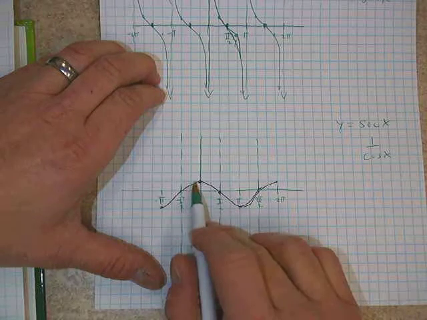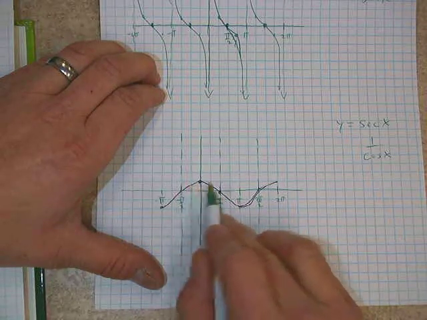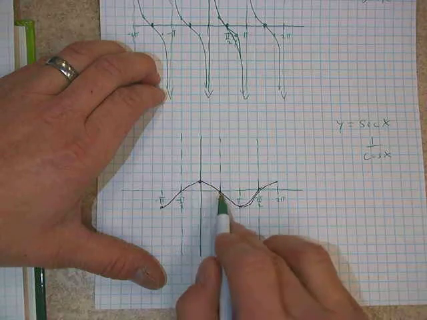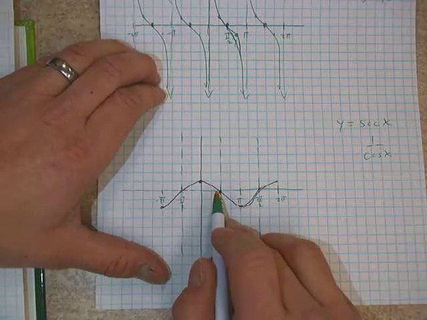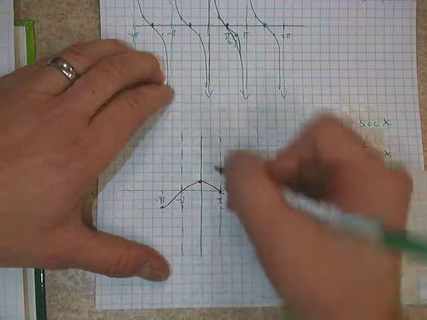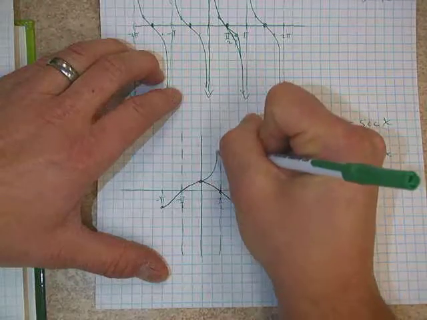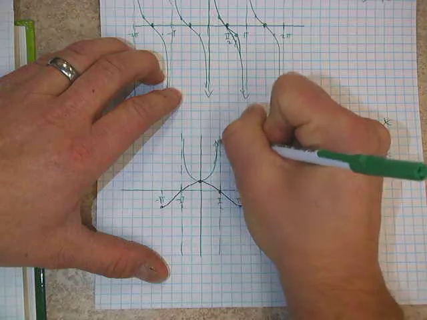I'm not going to take the time to plot 300 points here, but ultimately the secant does this. Keep in mind that the cosine is positive in these two quadrants, the first and the fourth, between 0 and pi over 2 and 0 and negative pi over 2. So if the cosine is positive, then shouldn't the secant be positive also, since it's just the reciprocal? And what the secant looks like is this.